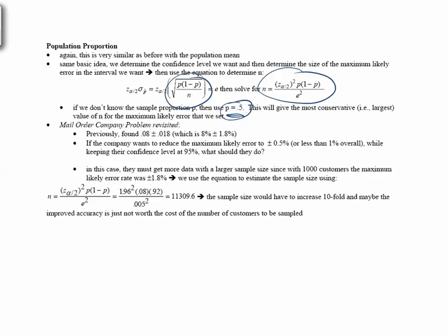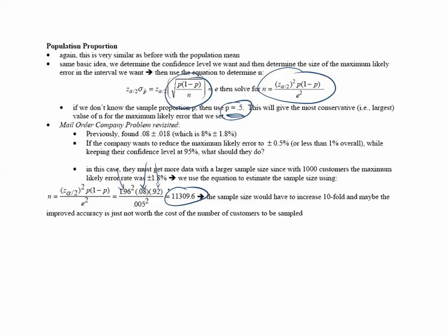So plugging these values in, our z-score is 1.96, our sample proportion is 8%, 1 minus the sample proportion is 0.92, and then we divide by our error. So our error is 0.05, or half of 1%, squared. Wow. We would need over 11,300 observations. That would increase our sample size from our previous 1,000 by over 10 times.